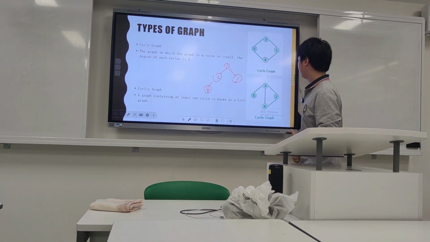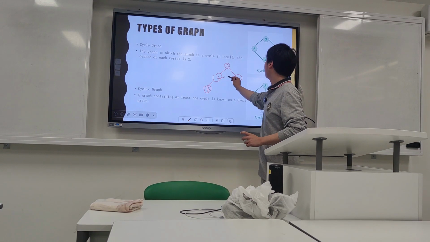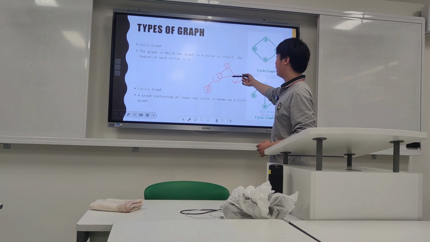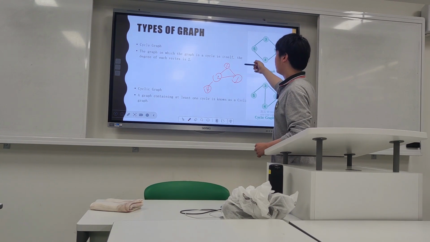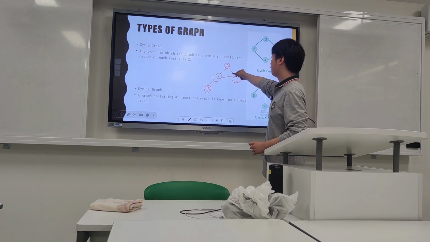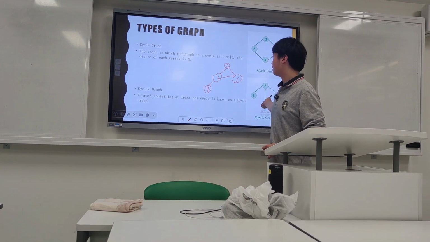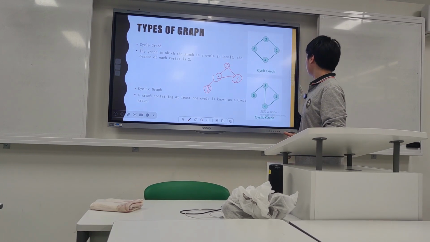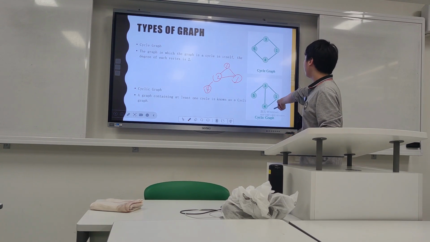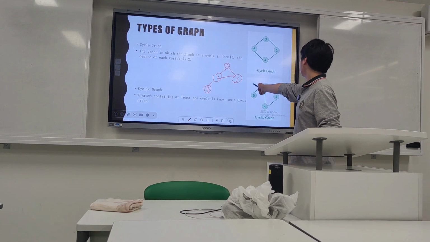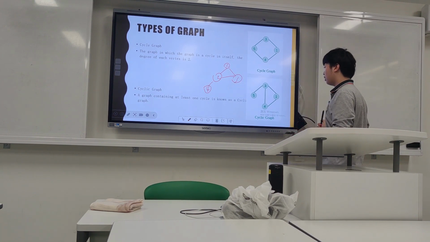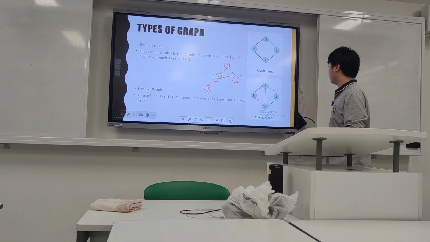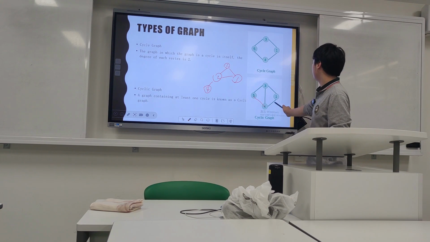However, if we add an edge here, this will no longer be a tree, and it has been converted from a non-cyclic graph to a cyclic graph. So here we talk about cyclic graphs. They are graphs containing at least one cycle. For example, this graph has only one cycle. It is very similar to this one. And if we add another edge here, it is also a cyclic graph, and it has 3 cycles, this one, and this one.